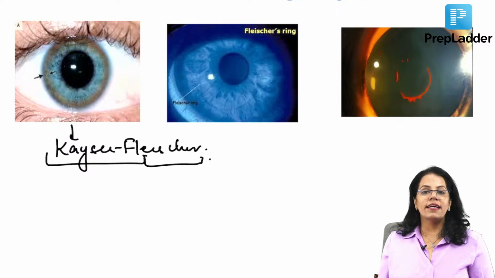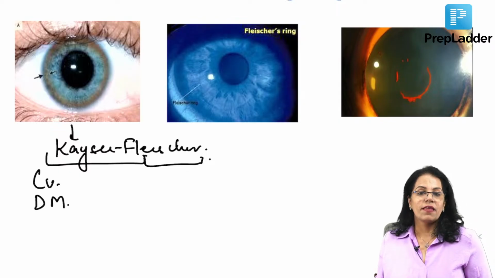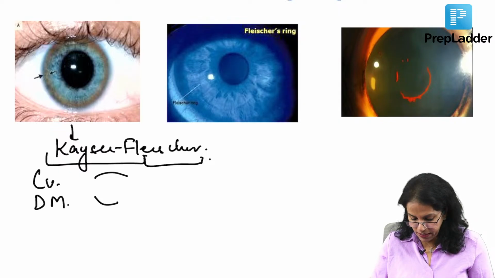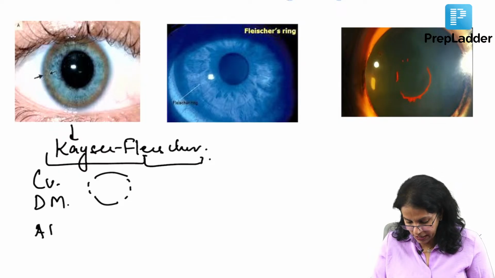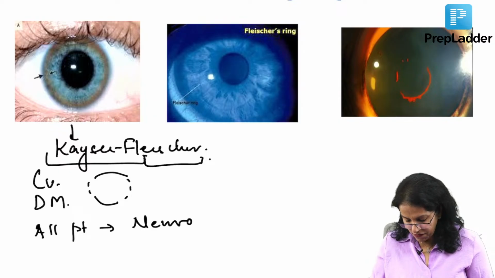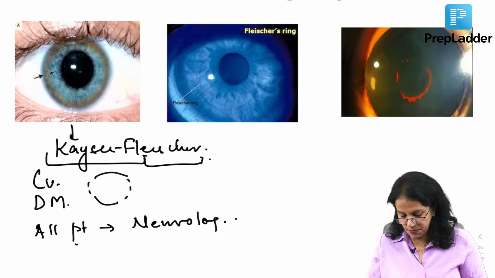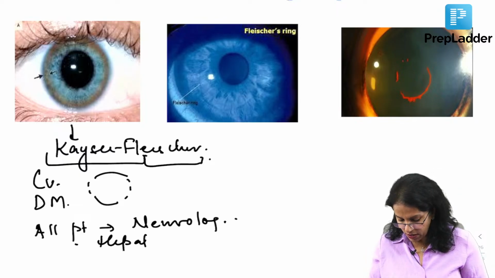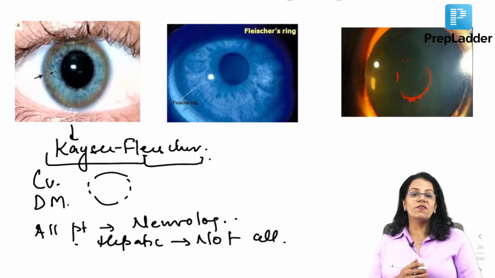Very, very important. Quickly tell me. This is copper deposition. Where? Descemet's membrane. It starts above and below and then becomes a circle. Next point, it will be seen in all patients with neurological complications of Wilson's disease. Of course, it's a feature of Wilson's disease. And only in a few patients, 65 to 67%, with hepatic involvement. Not all patients, not all. These are some very, very important points regarding Kayser-Fleischer ring.